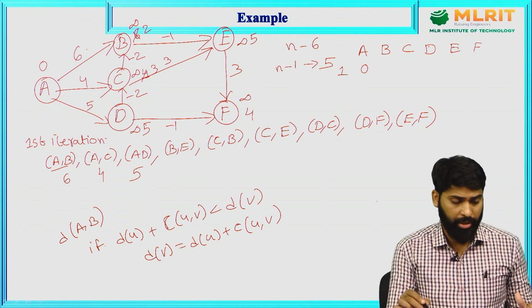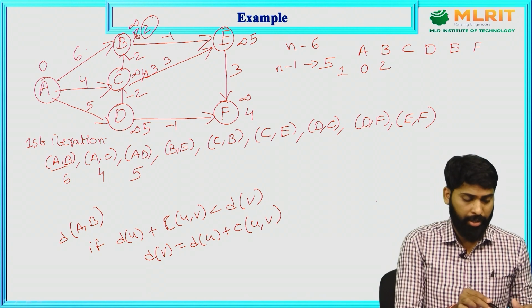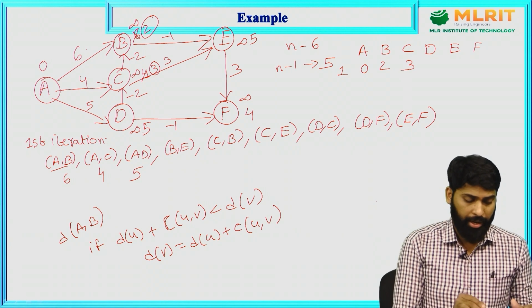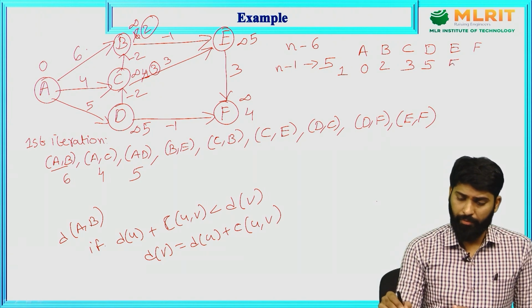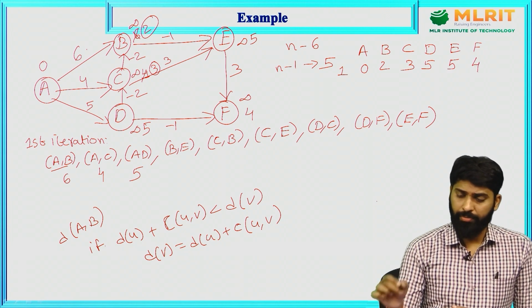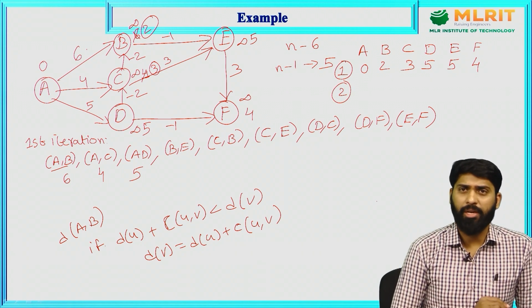A to B it is 2. A to C it is 3. A to D 5. A to E 5. A to F is 4. Okay. So the first iteration is over. Again the same algorithm in the second iteration.